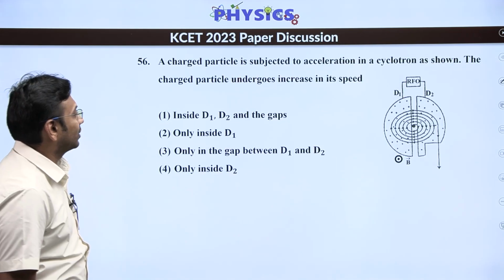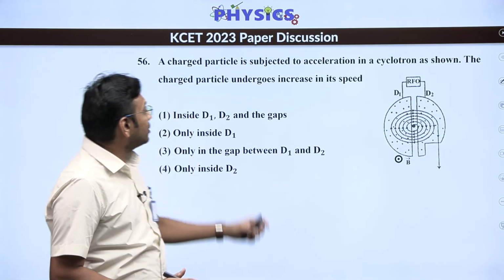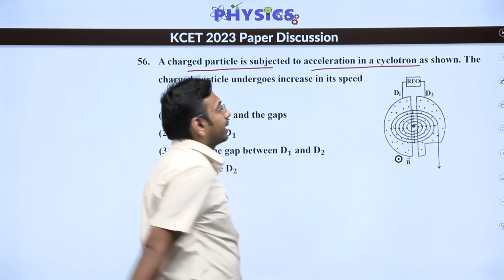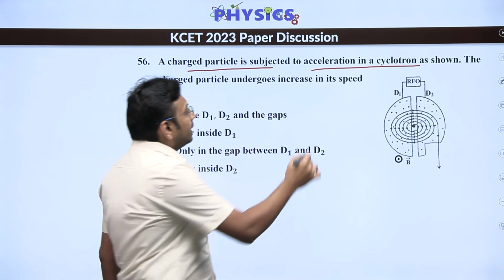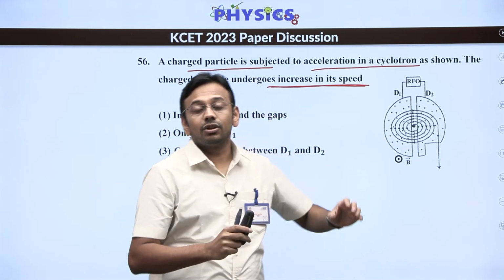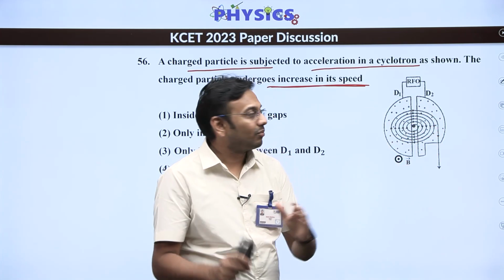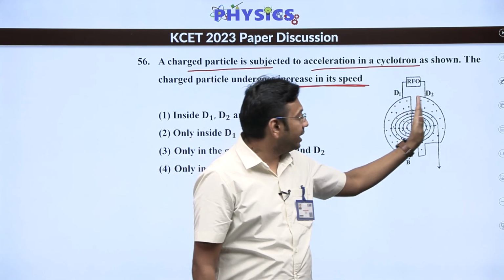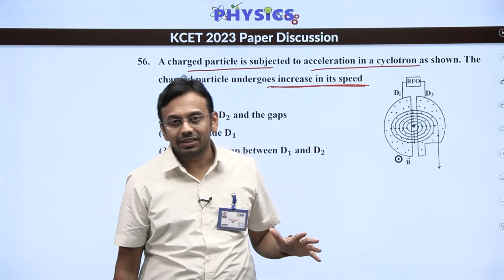Let's take the next question. Here we have a simple conceptual question based on the working of a cyclotron. Charged particle is subjected to acceleration in a cyclotron as shown. The charged particle undergoes increase in its speed. Okay. So we need to know the basics of cyclotron. In the D's, the D1 and D2, there is only magnetic field present. Between the D's, electric field is present. There is no electric field inside the D's.